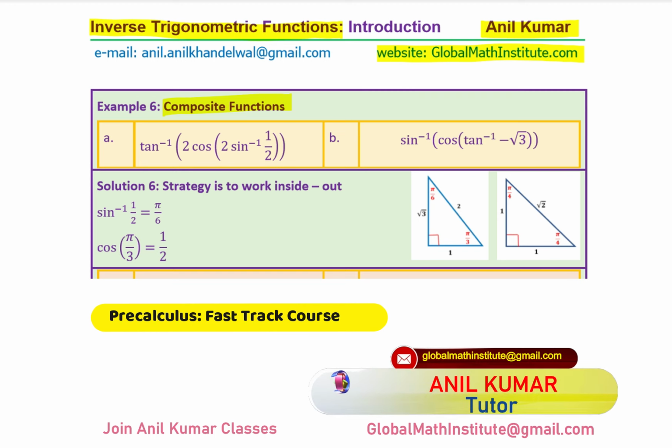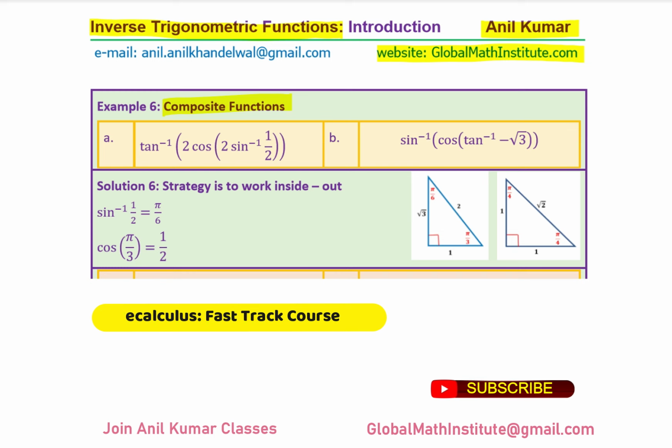A: tan inverse of 2 cos 2 sine inverse of half. So that is one which you need to evaluate. The other one which you need to evaluate is related with sine inverse of cos tan inverse of minus square root 3. I'd like you to pause the video, answer this question, and then look into my suggestions.